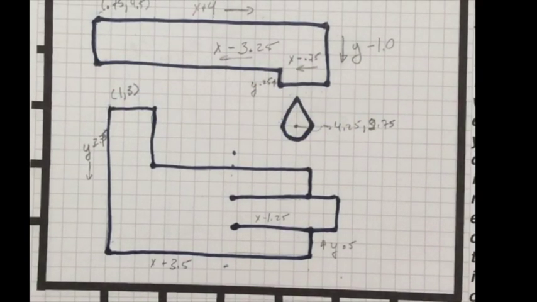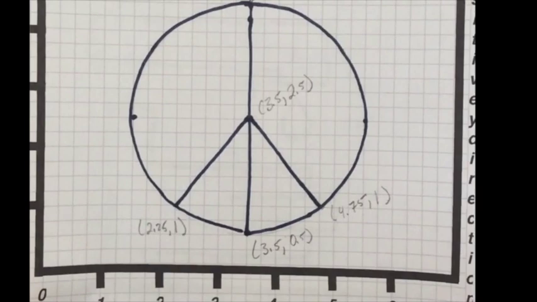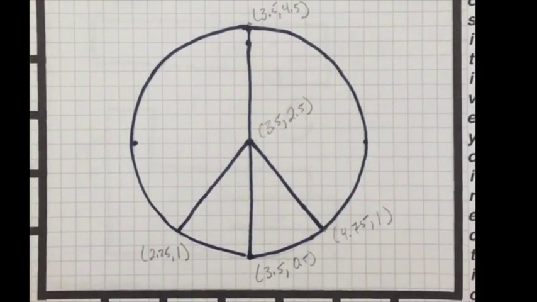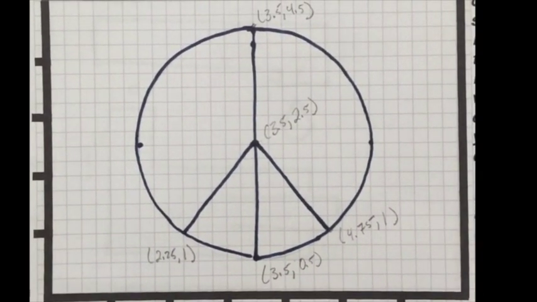Now your job is going to be to make the peace sign. So step one is to figure out the coordinates and then make your code.